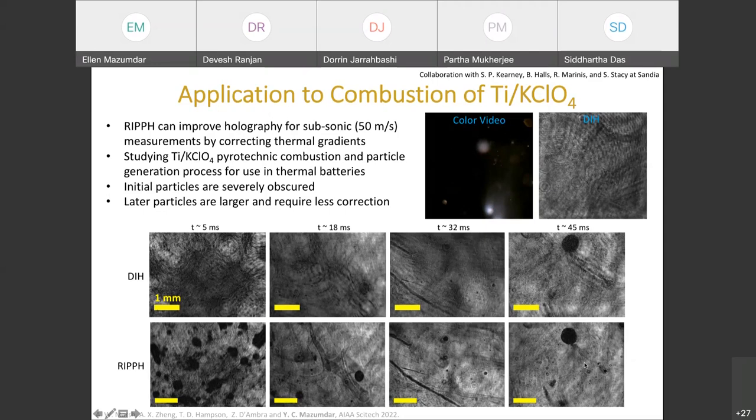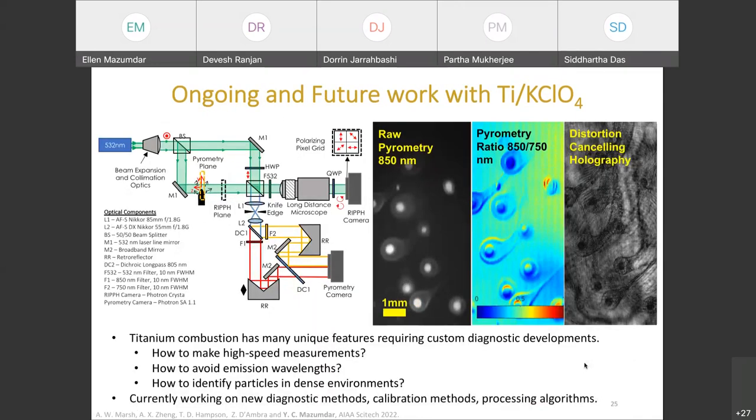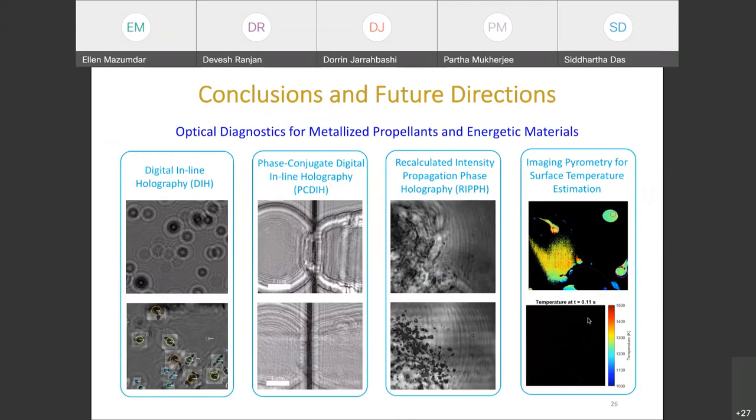And sort of looking into what we're doing now and what we're going to be doing in the future, we've been applying unique diagnostics to solving this problem. Titanium combustion does have a lot of unique issues. How can we make these polarization camera measurements at high speed? How do we avoid the emission wavelengths? TKP has emissions everywhere, and so we need to find gaps in the spectrum where we can actually do temperature measurements, so that's challenging. And then how do we identify these particles in dense environments? This is a very dense image. It's not super clean, so we have to write a lot of new algorithms to look at it. And Andrew's been doing a great job doing those measurements.